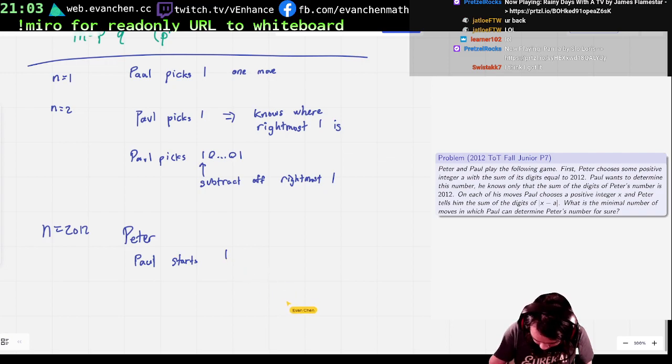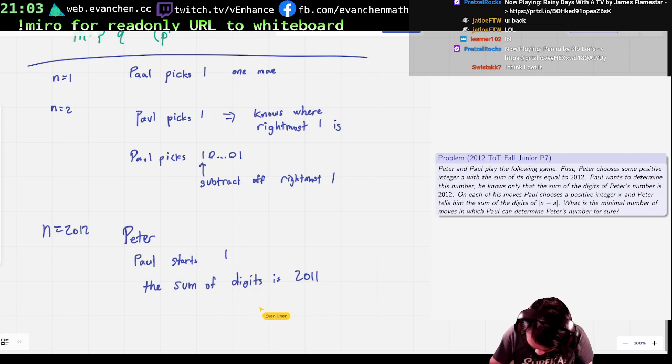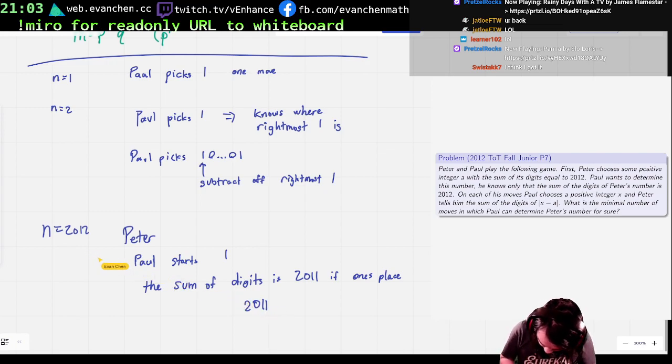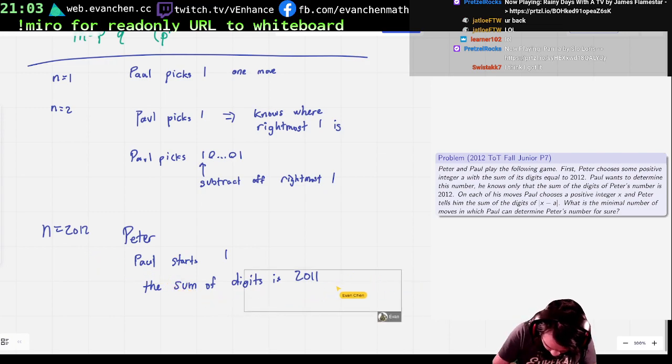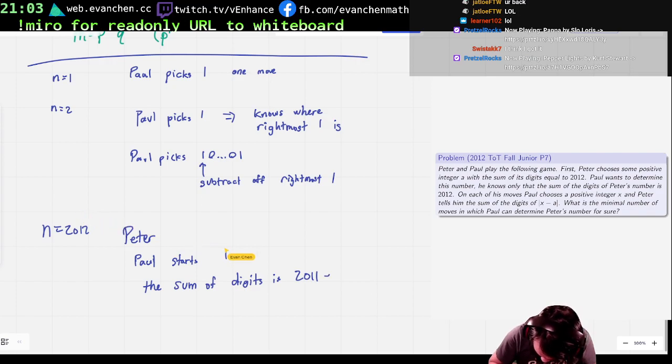And the sum of digits is 2011 if the ones place is used. Otherwise, it's equal to 2011. Well, actually, the sum of digits is always 2011 plus 9 times the number of trailing zeros.